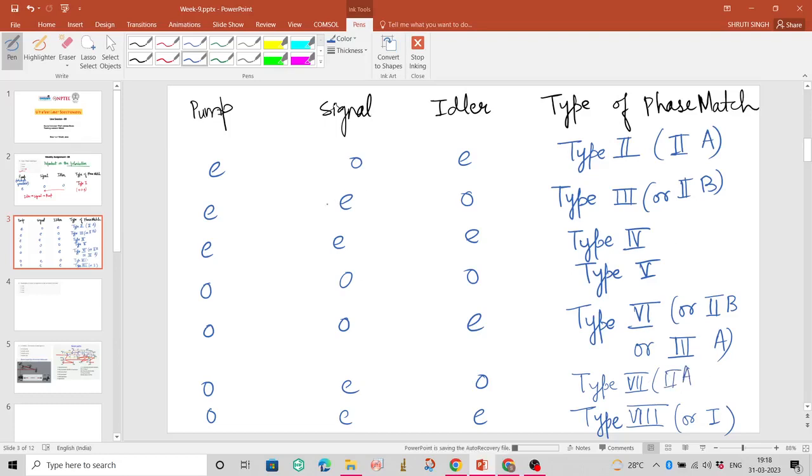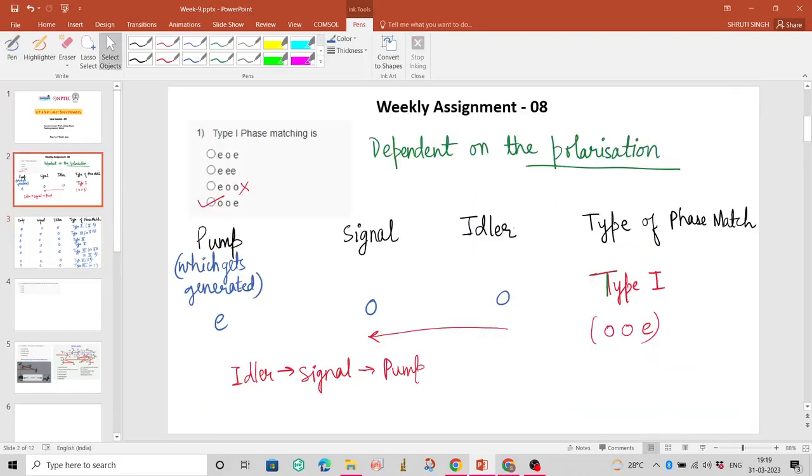Also we can see, where is the cursor? Yeah, this is type 2A, correct. So these are the different phase matching conditions. So our question was type 1 only. So type 1 is this.